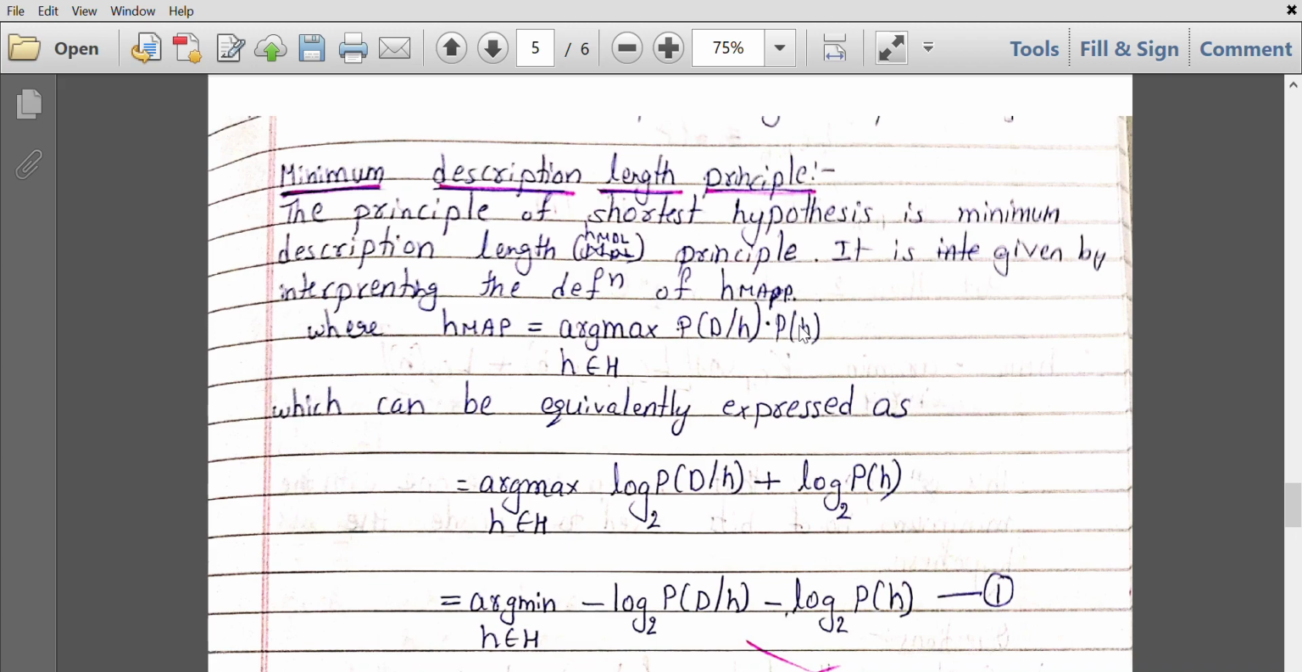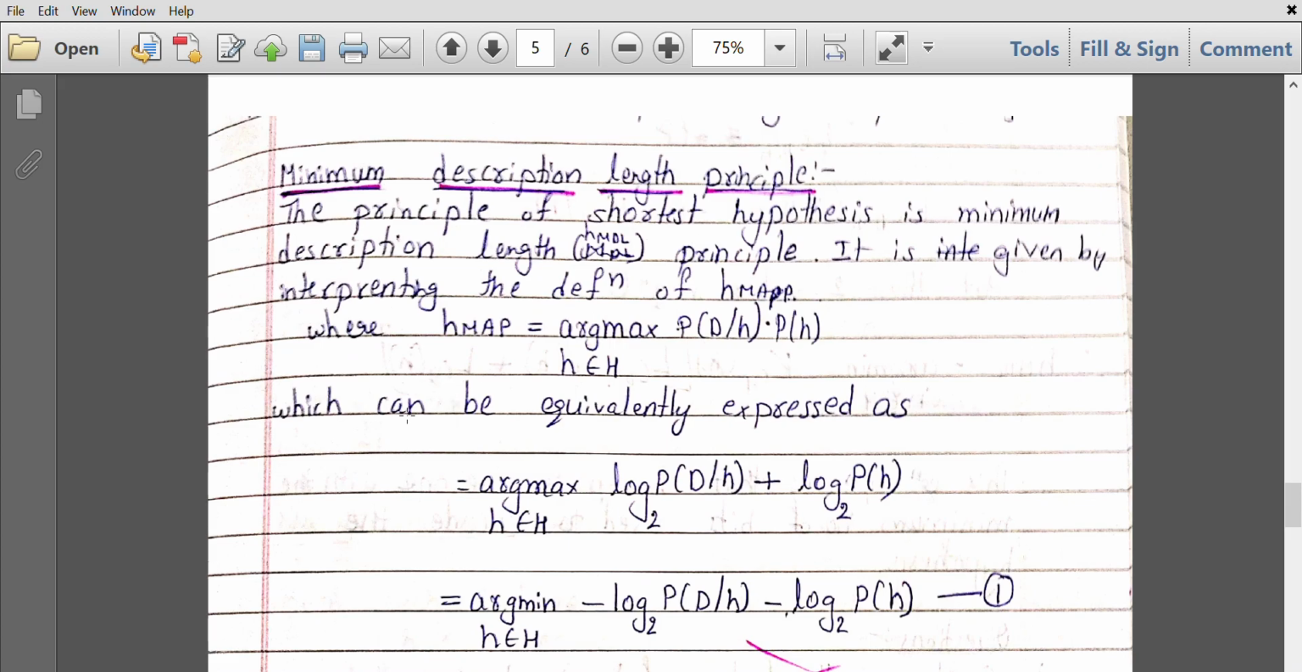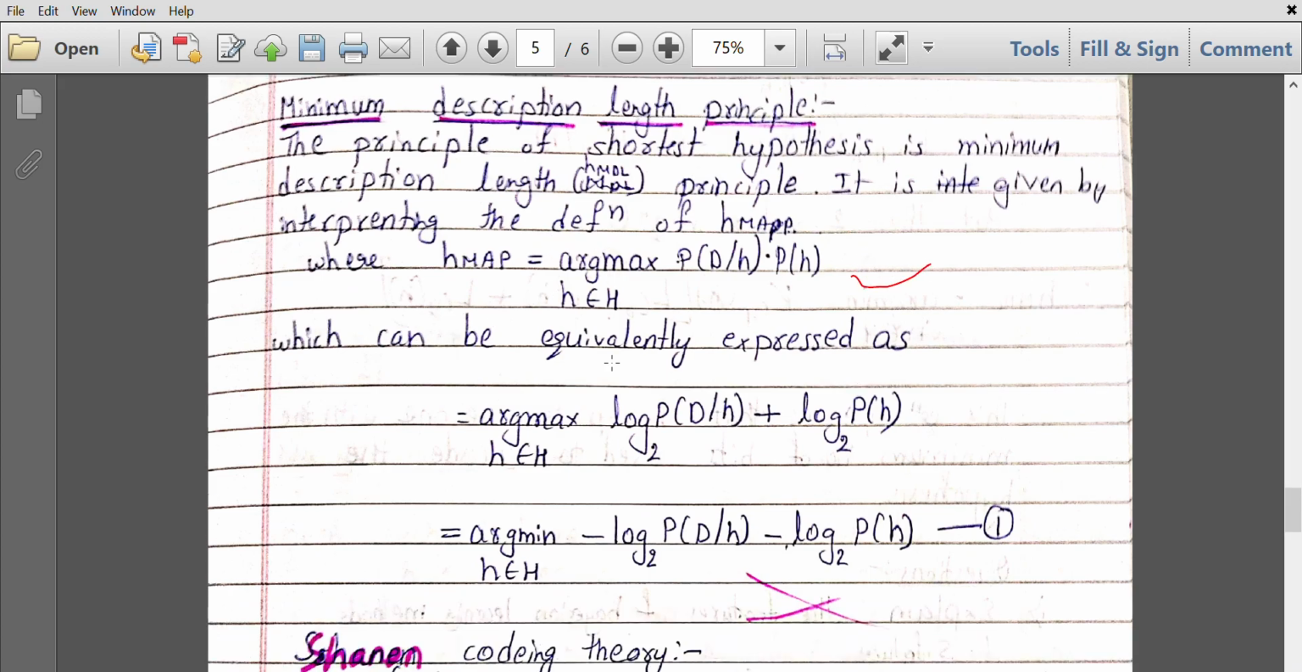First we will have the HMAP. So this is our HMAP formula. This can equivalently be represented by taking the log base 2 of this expression. Why log 2, why only base 2, I will tell you later. So I will take the log 2 on this.